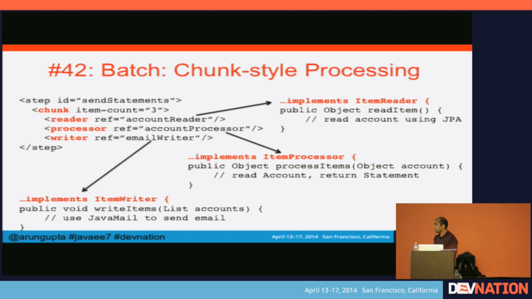And finally, you have an ItemWriter. So in this case, whatever object item is being returned over here is aggregated in this list parameter over here, and you can use JavaMail to send email. So true Java EE kind of programming on how you can do batch programming in Java EE 7.